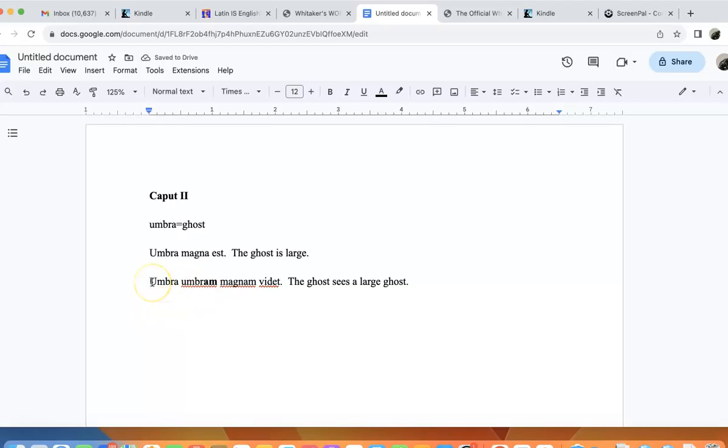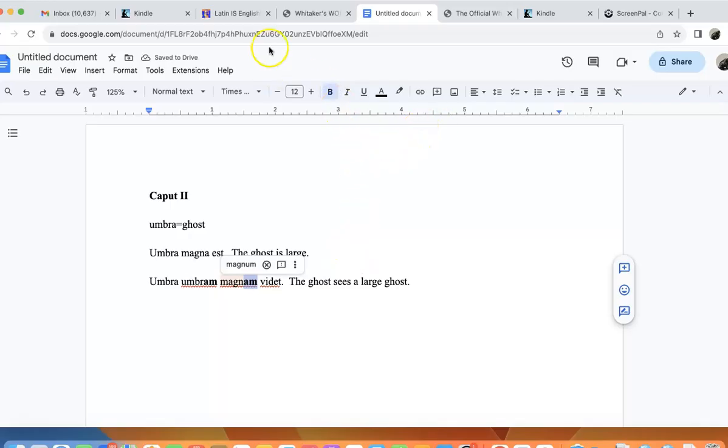So remember, Latin tends not to use a or the. So umbra just means the ghost because we're using it as the nominative subject. But then Latin likes to put the verb at the end. Sees, vidit, like video. Notice the verb is in third person singular present tense, since it agrees with the ghost. But then what does the ghost see? Well, that's the direct object. And the direct object in Latin needs to be in the accusative case.